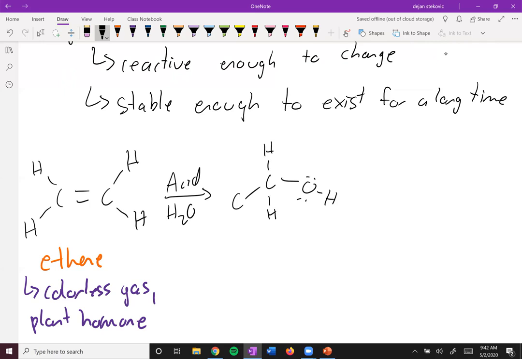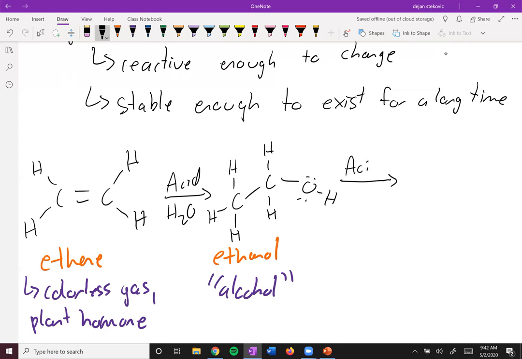This compound right here. So ethene can turn into ethanol. And so this is the alcohol that you drink, right? This is what's found in your liquor, beer, wine, that kind of stuff. And then if we took this alcohol and we further reacted it with some acid and an oxidant such as potassium permanganate, we could turn it into this compound right here.